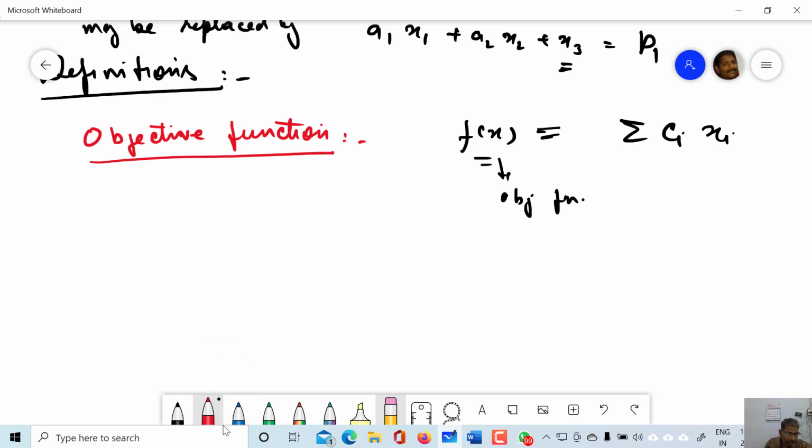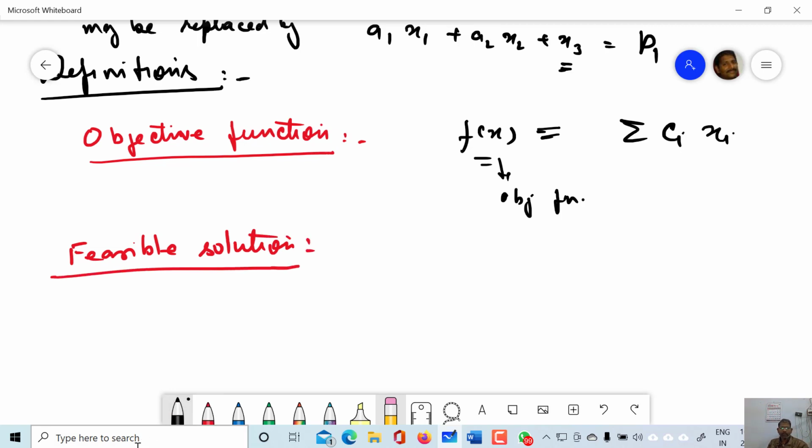The second definition is feasible solution. You all know what a feasible solution is. The solution which will satisfy the given equation is called the feasible solution. Okay, so based on the given constraints, if the solution is satisfying the objective function equation, the linear equation, then it will be called the feasible solution.